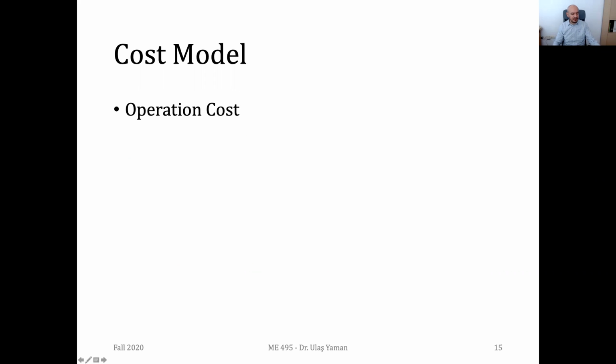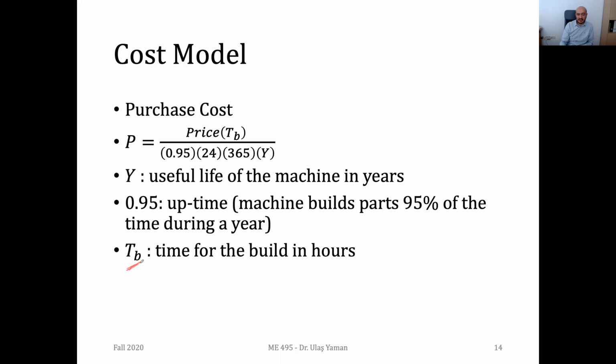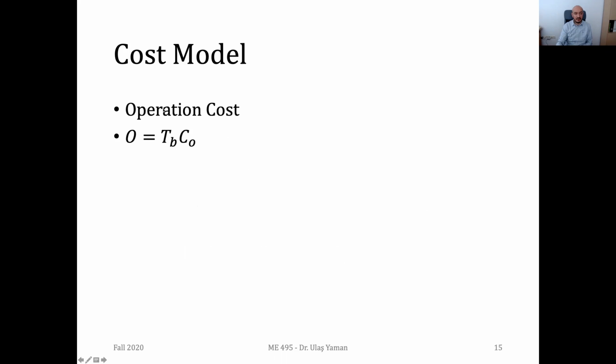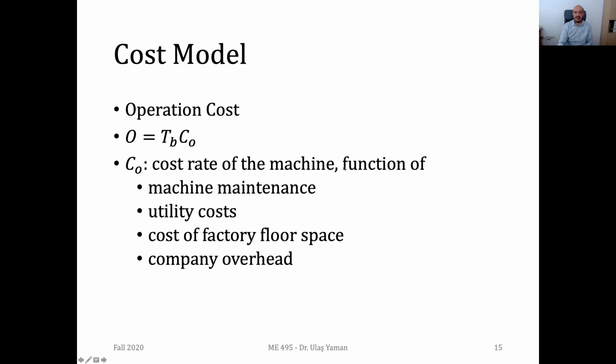Okay. Now let's have a look at the second item. This is operation cost. What do we have in it? We have only TB times C0. So TB was build time, if you remember. This is the build time of our product in hours. And we will be using it also in the second item of our cost model. We obtain the operating cost by multiplying the time with the cost rate of the machine. And it's obviously a function of some properties: the machine maintenance cost, the utility cost, for instance, energy, the electricity. You need to have a cost for the factory space, and also you may have some other overheads, for instance, transferring of your part or transferring of the raw material. These may all be included in this specific cost rate of the machine.